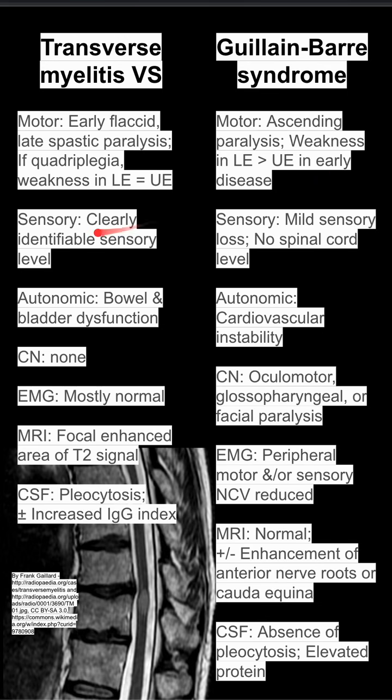In terms of sensory loss, in TM, you'll have a clearly identifiable sensory level of sensory loss. In Guillain-Barre, you'll have mild sensory loss and often no spinal cord level that is clearly defined. In terms of autonomic dysfunction, in TM, you have bowel and bladder dysfunction. In GB, you have cardiovascular instability.